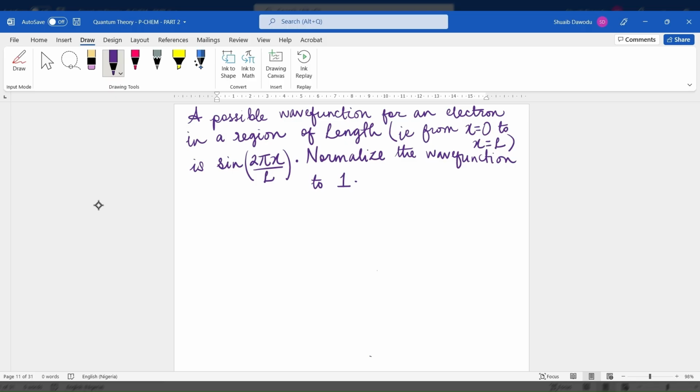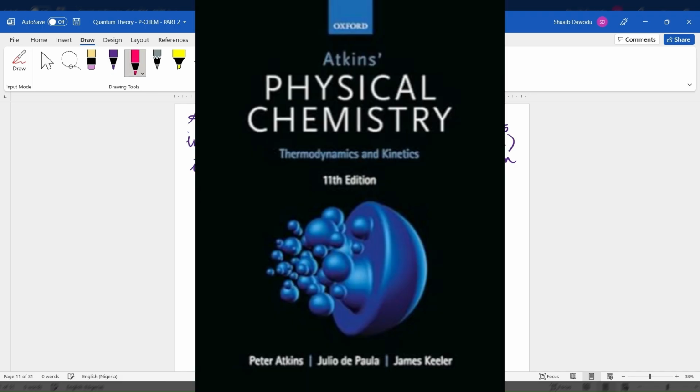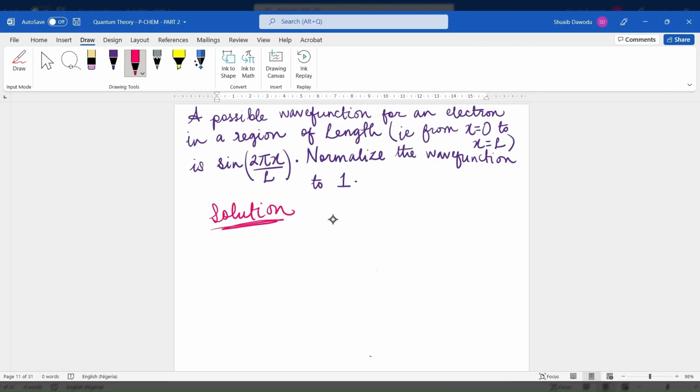So today we're going to be working on the question on the screen that says: a possible wave function for an electron in a region of length L, that is from x equals 0, is sine 2 pi x. Normalize the wave function to 1. This question is from the Atkins Physical Chemistry 11th edition textbook in chapter 7A. We're told to solve by normalizing the wave function to 1.